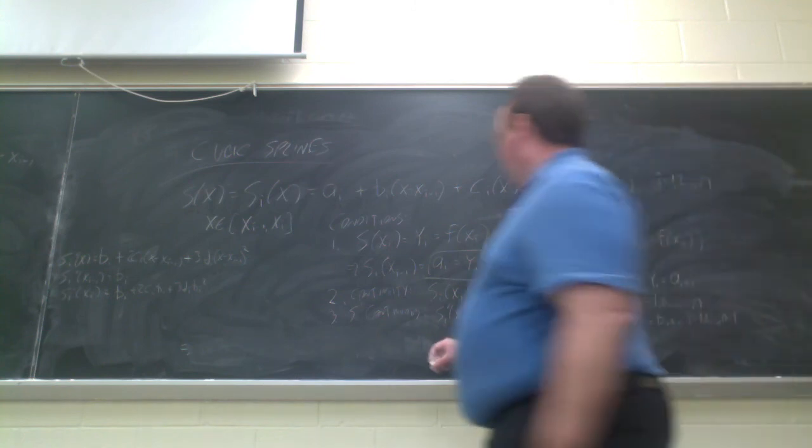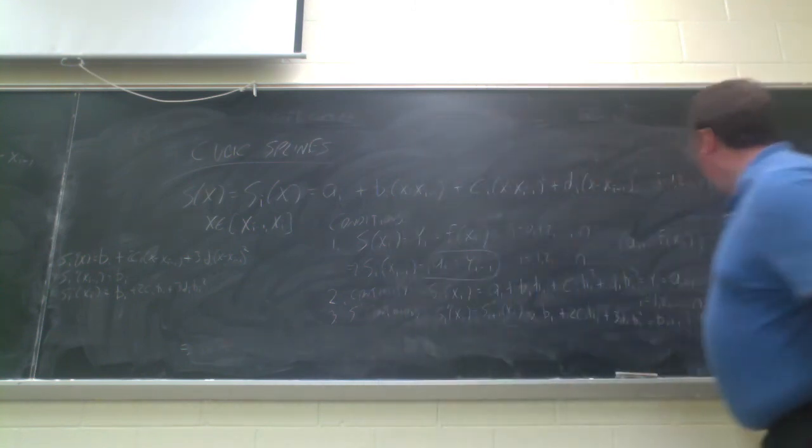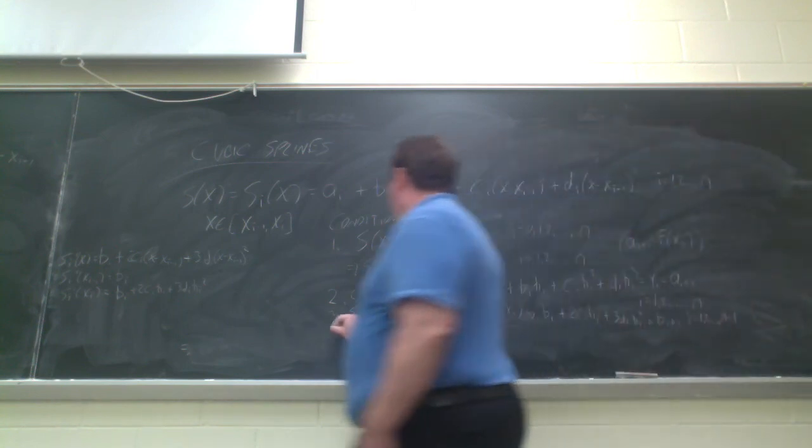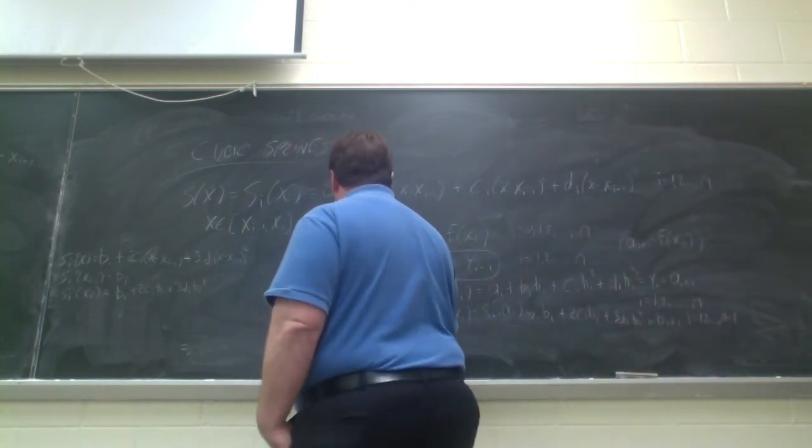We can do the same thing. Here I only have n minus 1 more conditions. Now I have a grand total of 3n minus 1 conditions. I have n plus 1 left. So I can also require s double prime to be continuous.